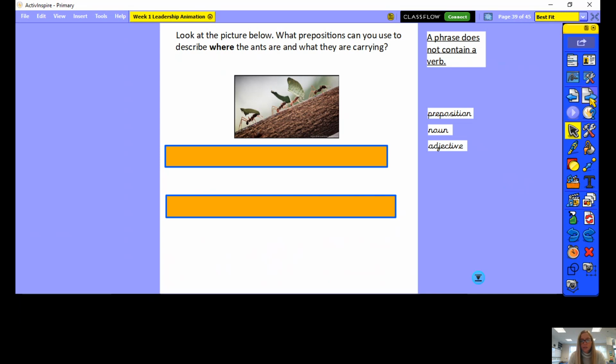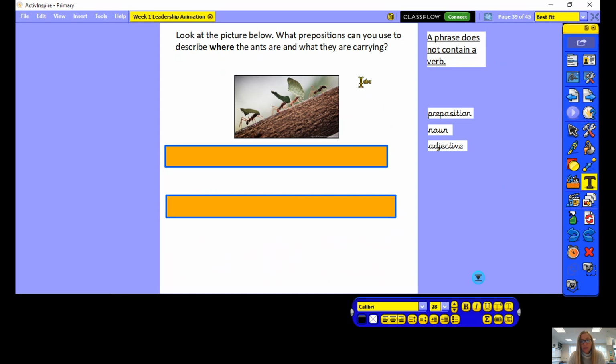Okay, so let's try one more sentence together. Look at the picture below and what prepositions can you use to describe where the ants are and what they are carrying. Pause the video now and write down some of your prepositions. Okay, so some prepositions you may have come up with. They're climbing over the branch. They are climbing on the branch. Perhaps to describe what they are carrying, the leaves between them. Maybe they are carrying them on top of their bodies.